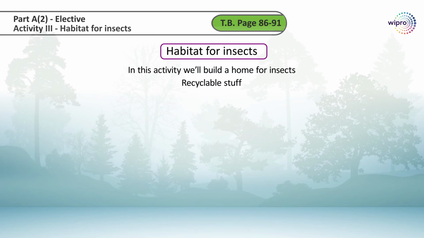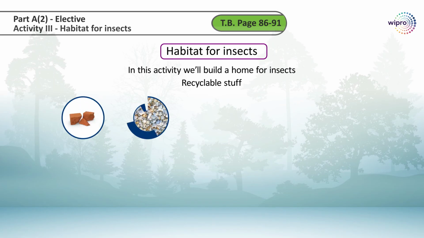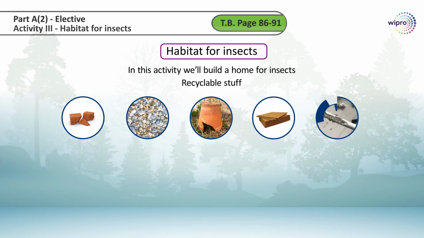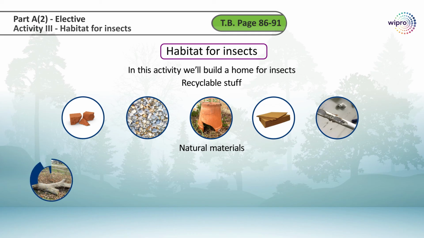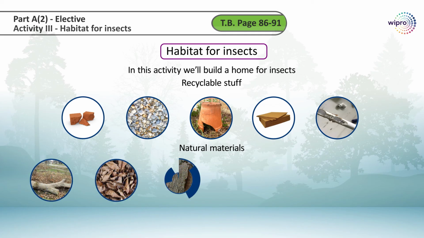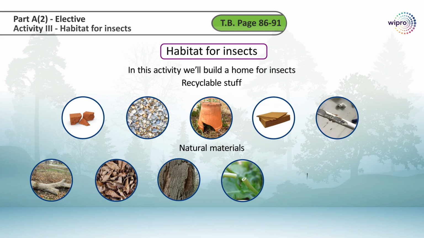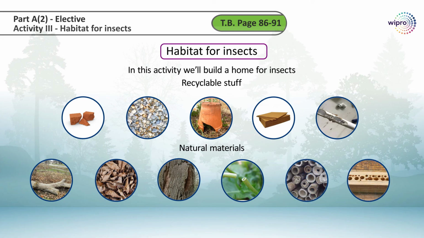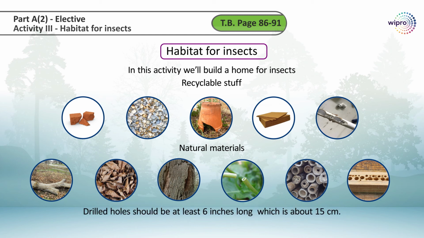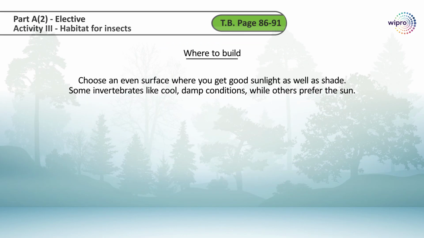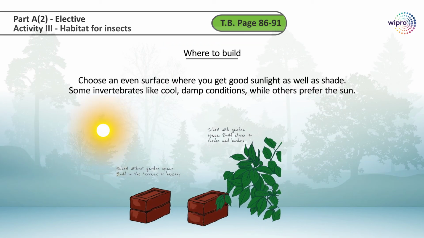Students will need recyclable stuff like broken bricks and tiles, stone chippings, broken plant pots, corrugated cardboard, broken PVC pipes, natural materials, dead wood, dry leaves, loose bark, hollow plant stems such as old bamboo canes, or holes drilled into blocks of wood. Drilled holes should be at least 6 inches long, which is about 15 centimeters. You can choose an even surface where you get good sunlight as well as shade to build this. Some invertebrates like cool, damp conditions, while others prefer the sun.